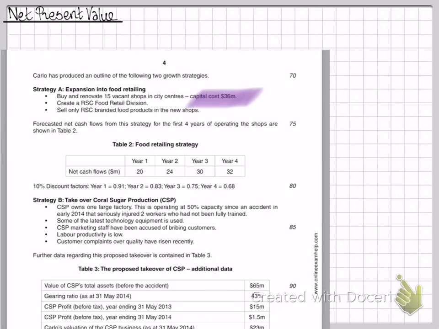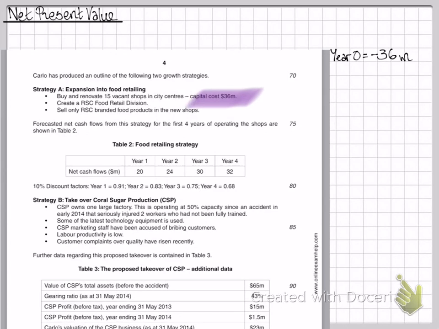Okay, so we're going to say in year 0 we invested an amount of 36 million. Okay, so we're putting a negative sign to show that this was coming out of our bank accounts.